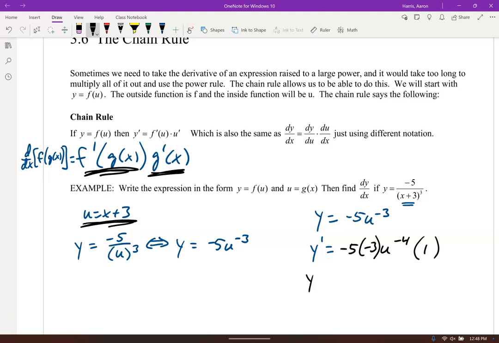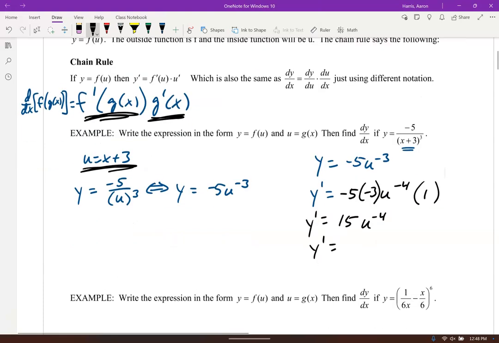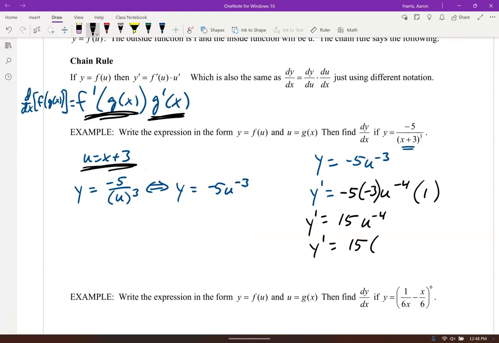And then don't forget, you do have to replace the u. So that's 15u to the negative 4 times 1. Replace the u. And then write it without a negative exponent. So we got 15 over x plus 3 to the 4th.